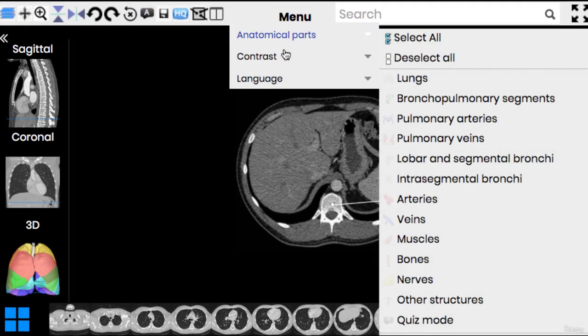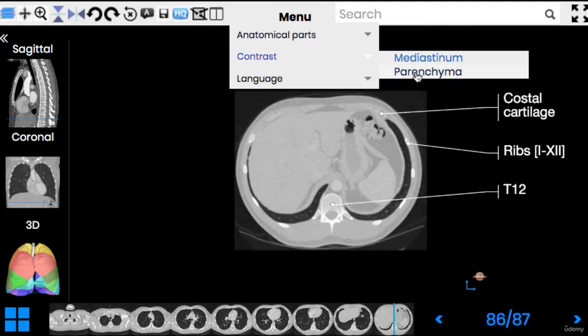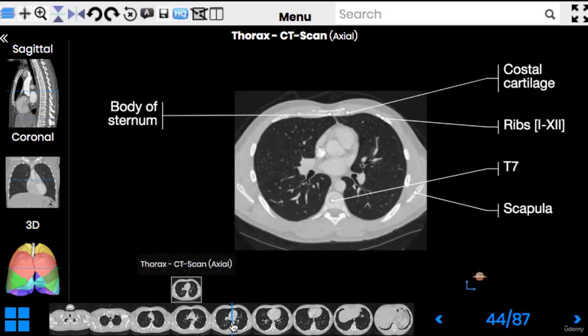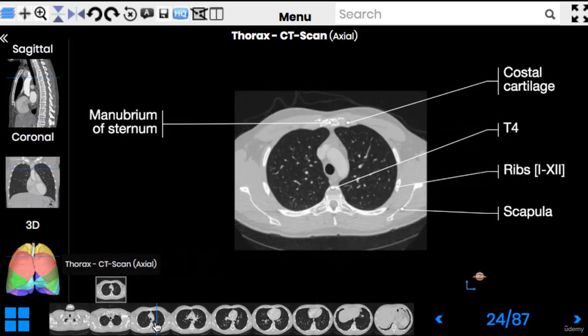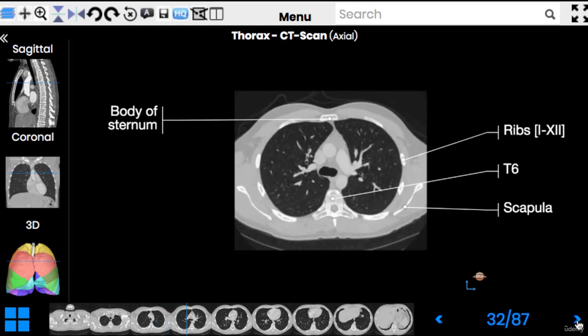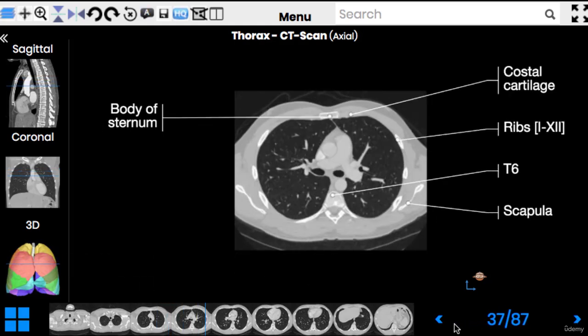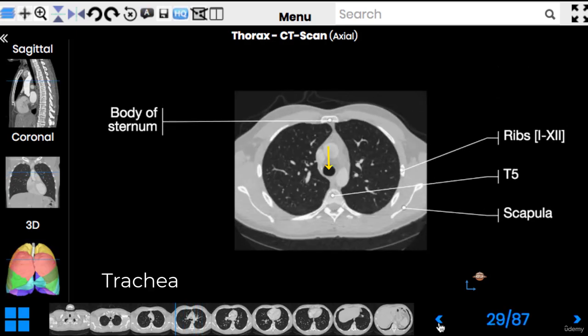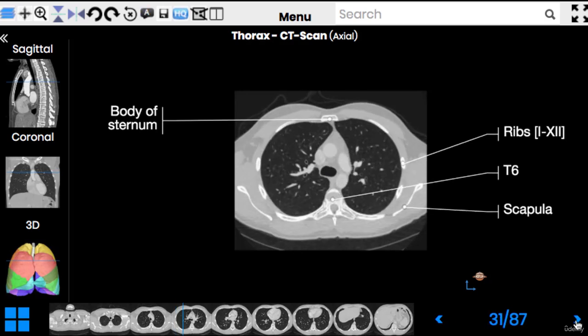Okay, let me change the settings now to the parenchyma and scroll up to the level of the pulmonary trunk. Again, this level, and look at the trachea. The trachea is much better visible on the parenchyma mode. At the level T5, you see how the trachea bifurcates.